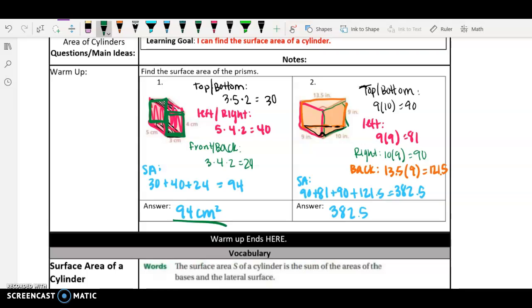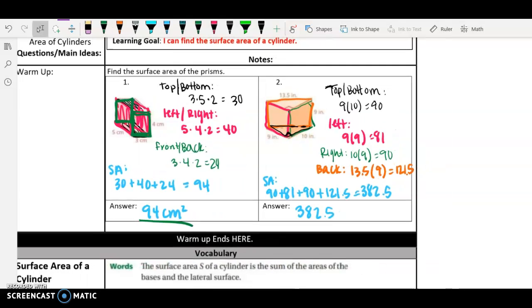For number 2, this has triangles. This doesn't have only rectangles, so we have to do things a little bit different. However, I do separate mine into sections. I combine the top and the bottom because they're both triangles, and a triangle is just half of a rectangle. So if we combine them, it's just like finding the area of the whole rectangle instead of doing 2 triangles. We always look for this little right corner here, and that tells us our base and height.